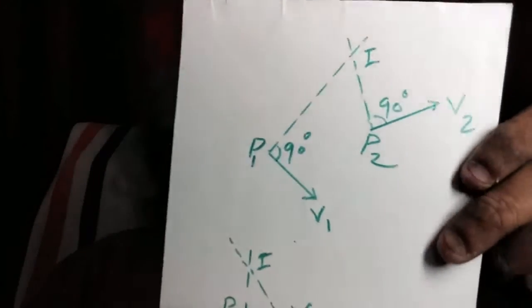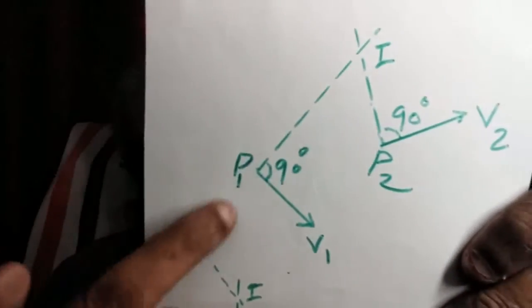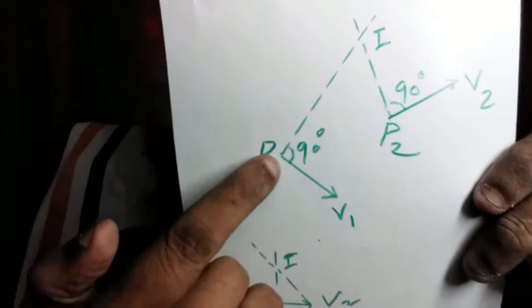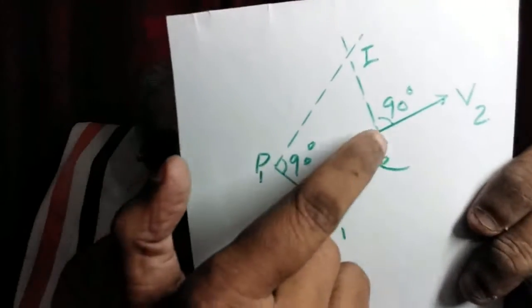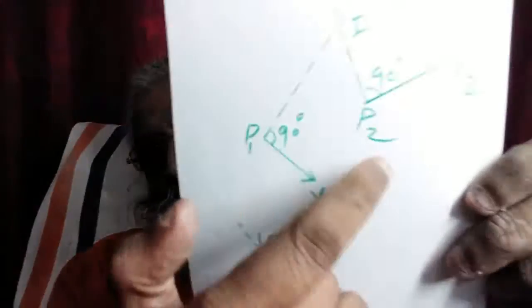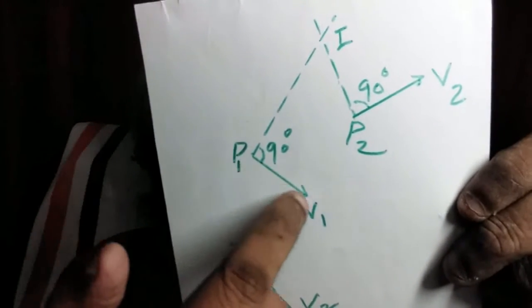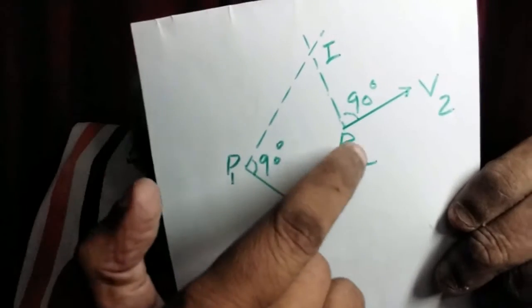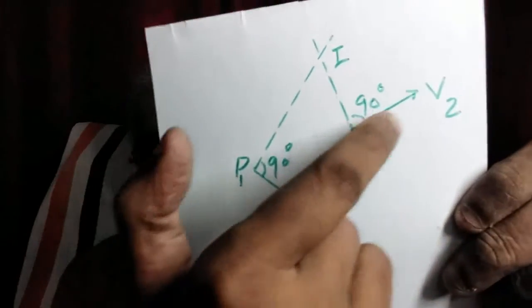Now here are different cases. First case, suppose two particles, we must select two particles whose velocities are known. Magnitude and direction of velocities are known. Let P1 and P2 be two particles whose velocity at a particular instant are known in magnitude and direction. Velocity of P1 is V1 in this direction. Velocity of P2 is V2 in this direction.